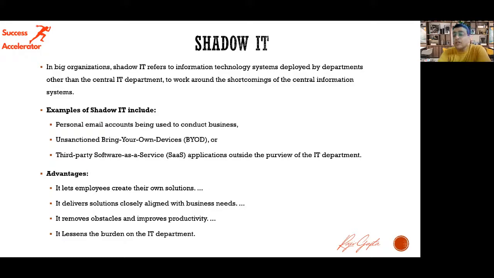Okay, so what are some of the examples? When I use my personal email account to conduct business, because I raised a request and they said, we have fully consumed the number of licenses we have for the corporate email ID.